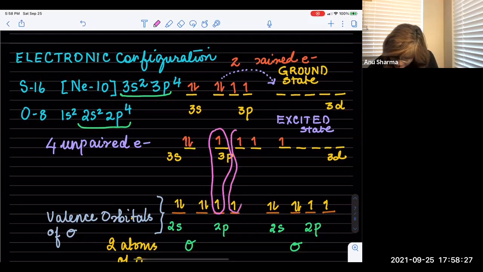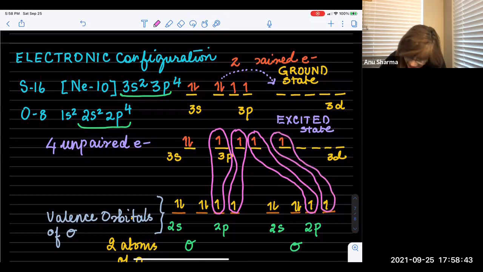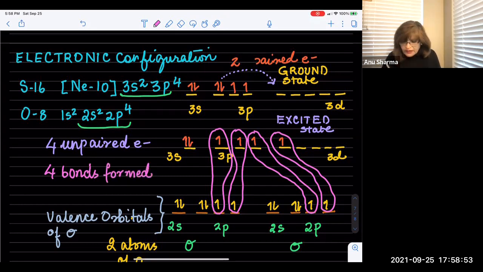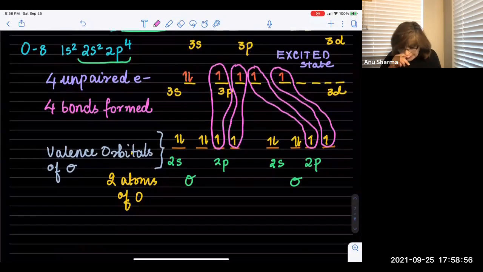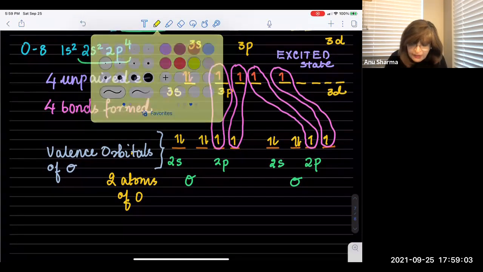And this is overlapping. Okay, so this is one bond. These are single bonds, and this one and this one are overlapping. So we see that four bonds are formed, by the overlap of oxygen's 2p and the 3p and 3d of sulfur. So this is the condition where sulfur is capable of making four bonds.